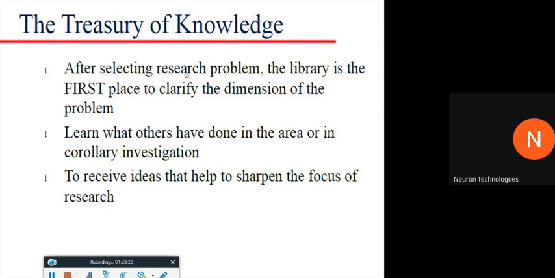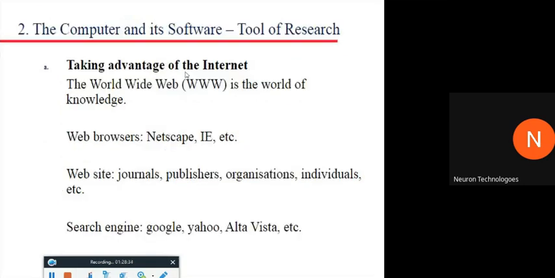After selecting a research problem, the library is the first place to clarify the dimension of the problem. Learn what others have done in the area or in corollary investigations, to receive ideas that help to sharpen the focus of your research. So when we talk about the computer and its software as a tool of research, WWW is the world of knowledge. World of knowledge and World Wide Web, it's the same thing.